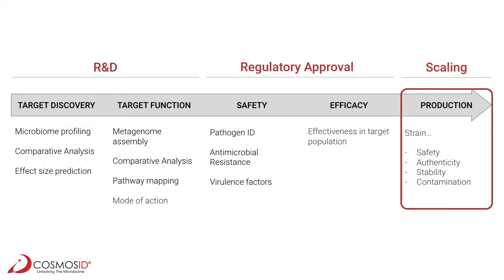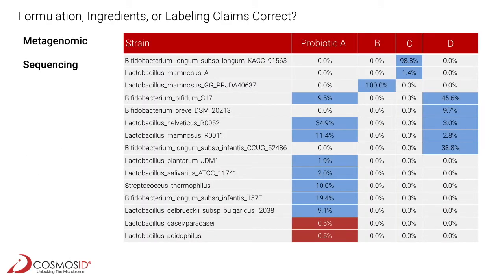Finally, once you've demonstrated safety and efficacy of your candidate, you're going to be challenged with aspects of maintaining a high level of quality during your production process. Again, metagenomic sequencing can help, and this is an example where we applied metagenomic sequencing to establish, for example, that ingredients and labeling claims are correct.